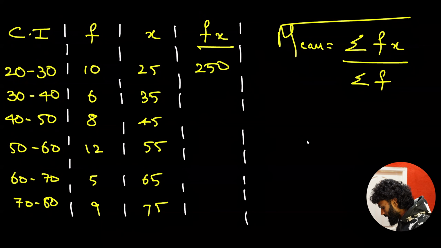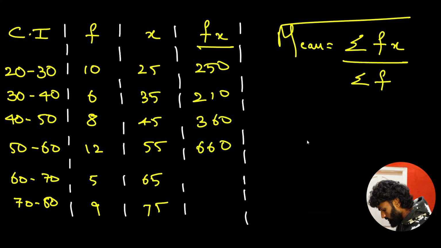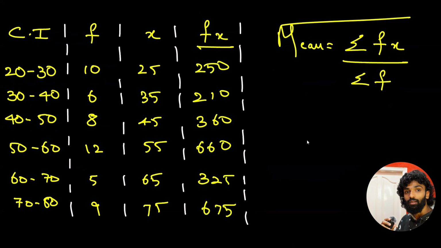So 250. Then 35 times 6 gives me 210. 45 times 8 gives me 360. Next is 660. Next is 325. Next is 675. I'm using a calculator right now, but you don't have that option in your exams. So according to me, it won't make any difference for me, but for you, it will.